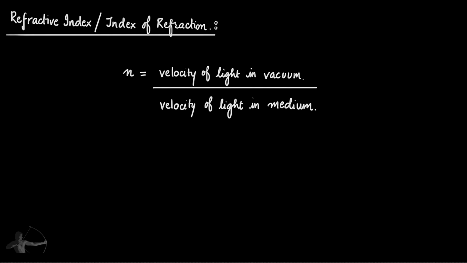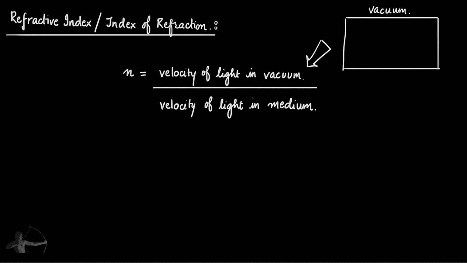The speed of light is highest in vacuum because vacuum is nothing. There is no particle to hinder the speed of light. It is an absolute empty space where light can travel with the maximum speed. And the refractive index of vacuum itself is 1. So now we understand what refraction is and what refractive index is.